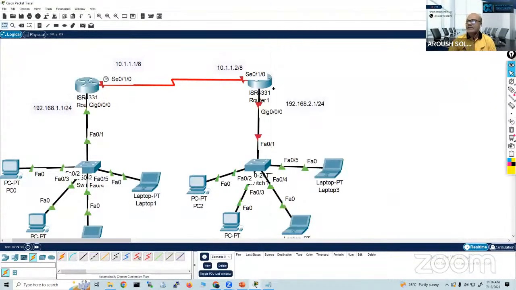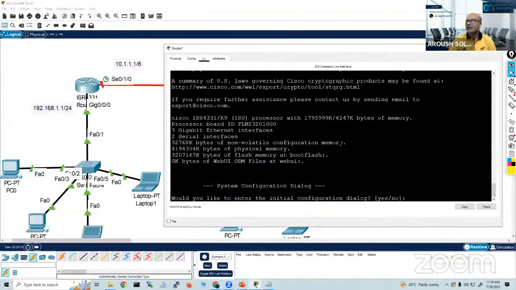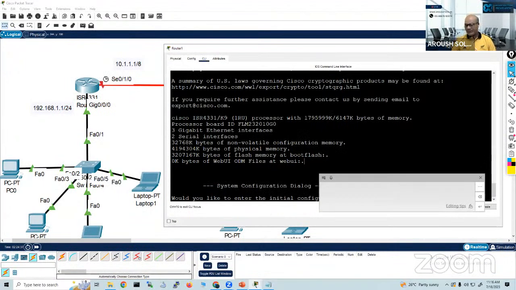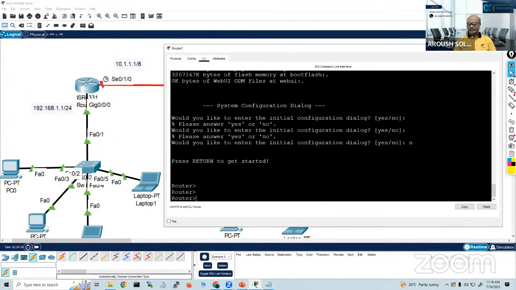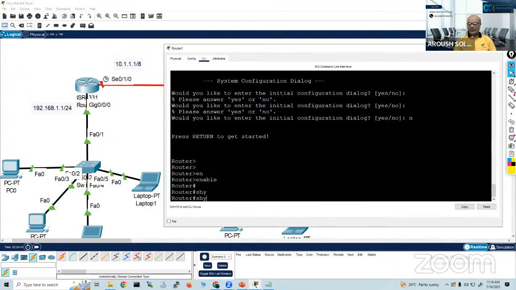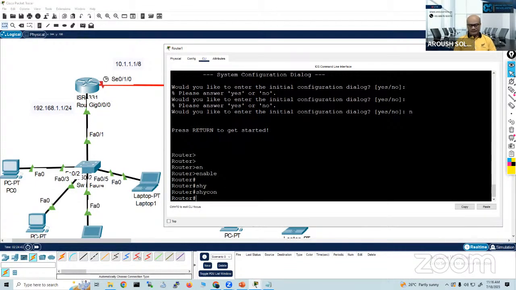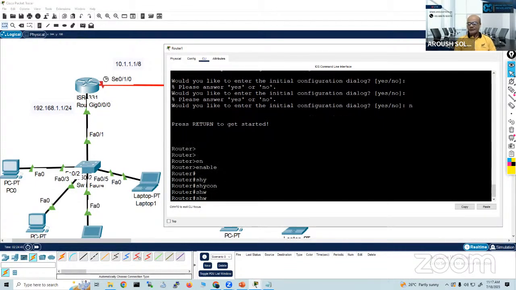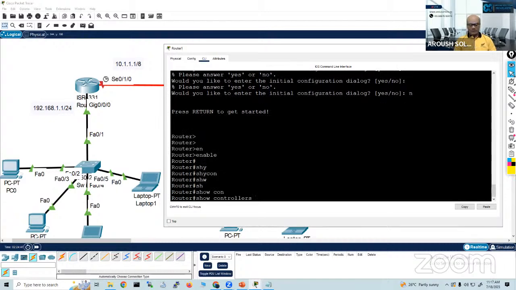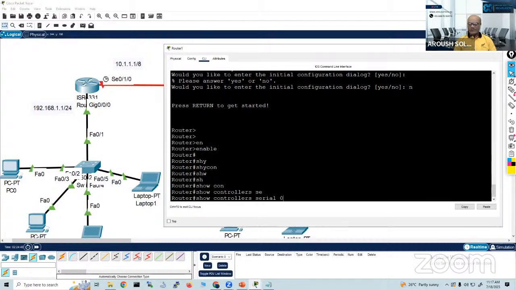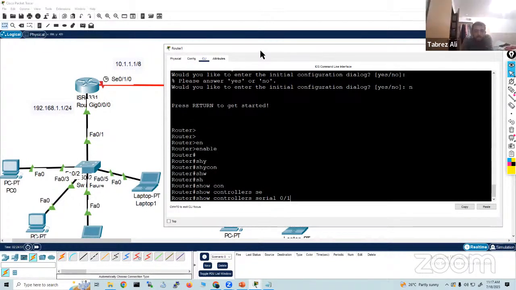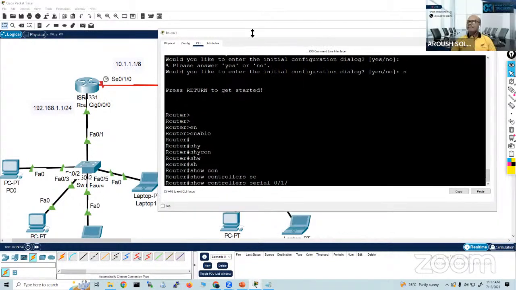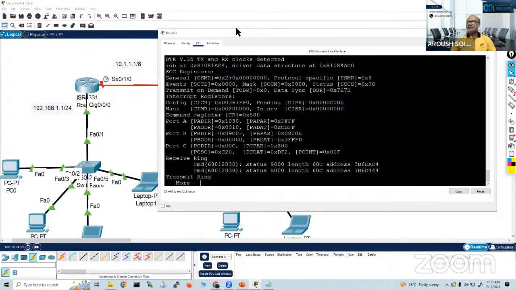Fine. Same thing if you check from this router. Right now we have not configured anything here. Show controller serial 0/0. We can see this is DTE, version V.35.